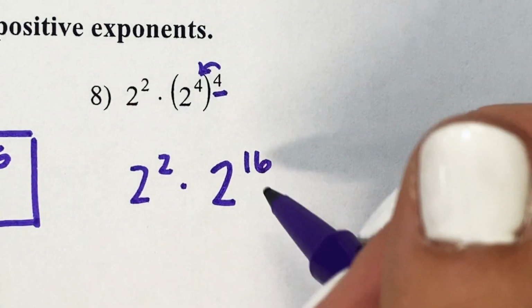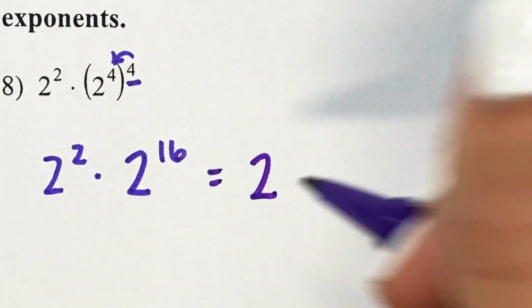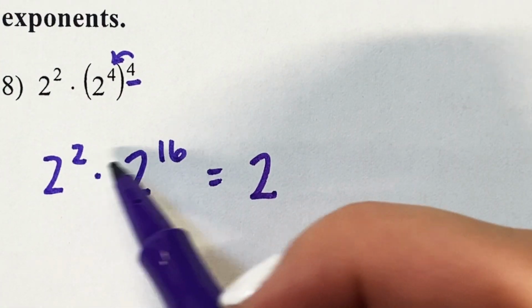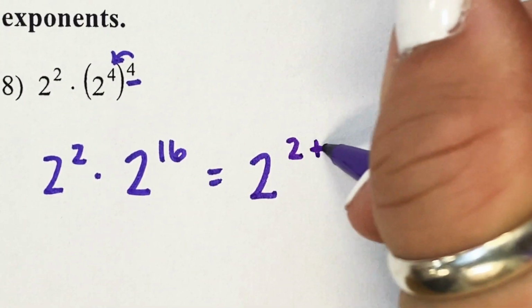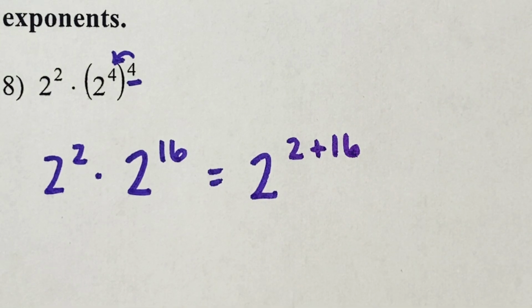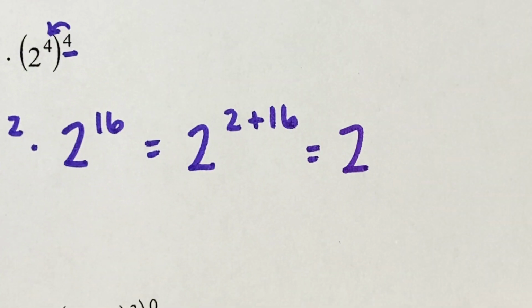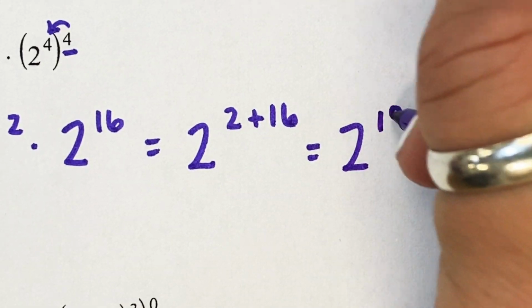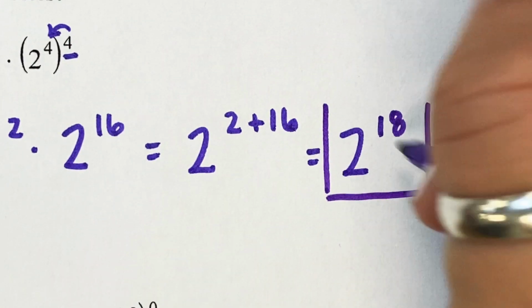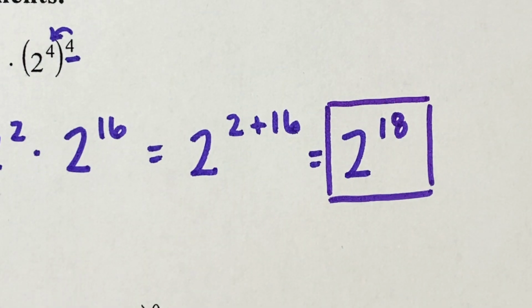Okay, now we're dealing with product rule again. So 2 is our base. Now we get 2 plus 16, which is what? What is 2 plus 16? 2 is going to be to the power of what? Great job. 18. Nice job.